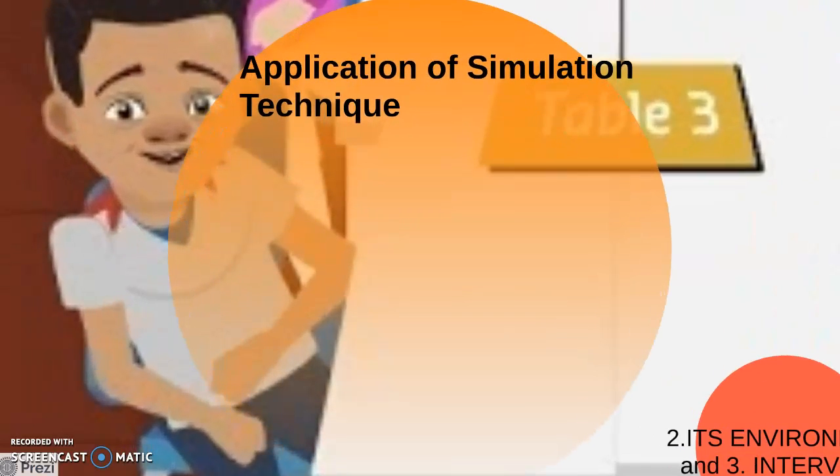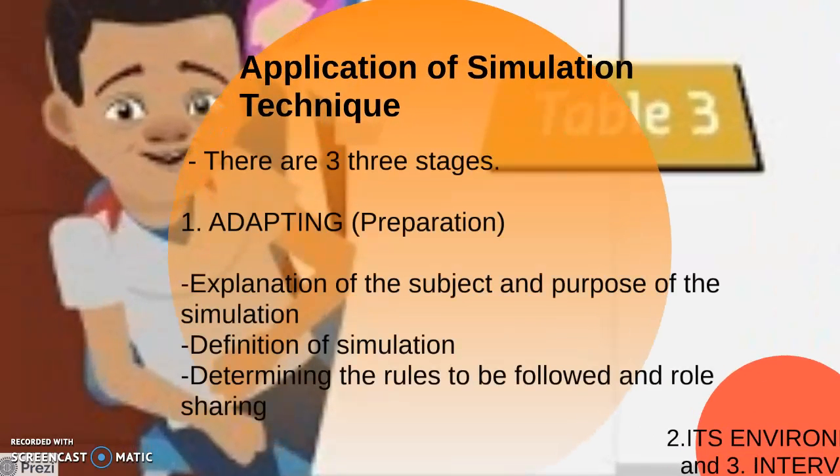Application of simulation technique. There are three stages. First, adapting preparation. Explanation of the subject and purpose of the simulation. Definition of simulation. Determining the rules to be followed and role sharing.